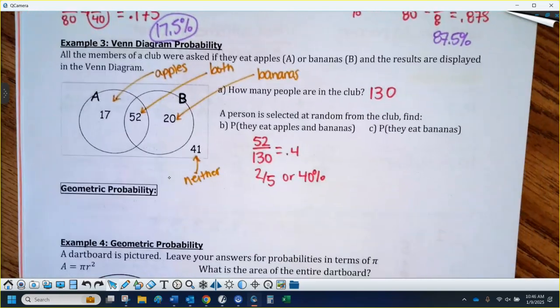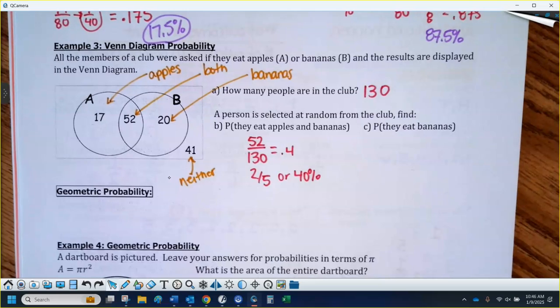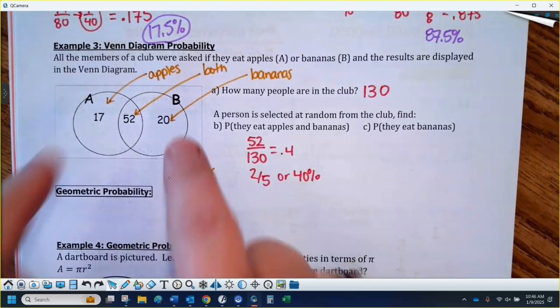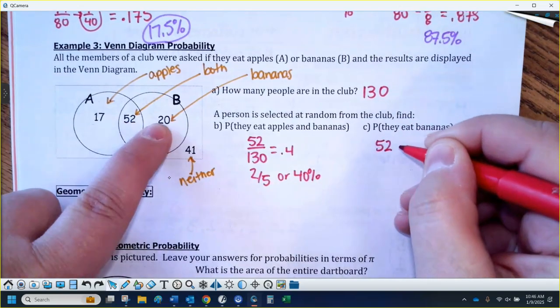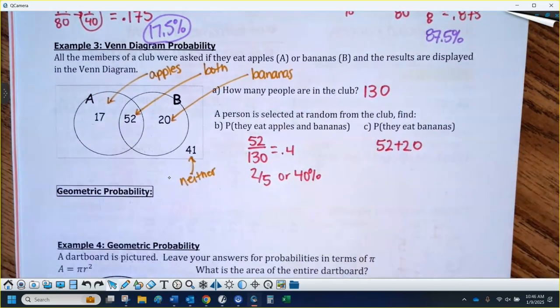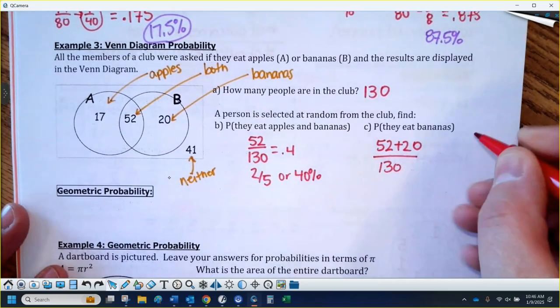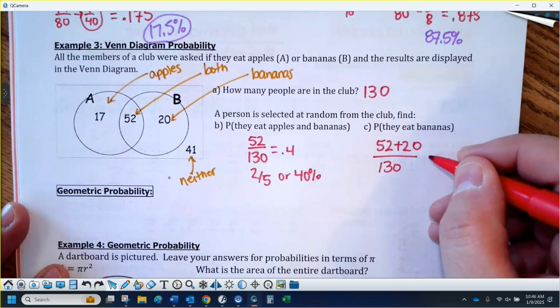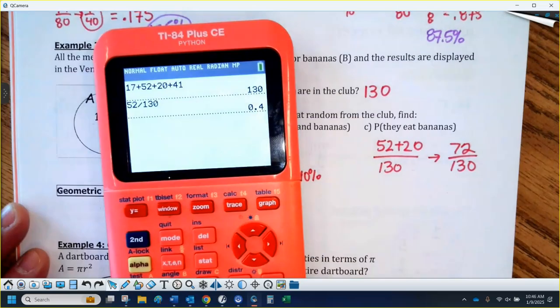All right, now, how would you find the probability that the person would eat bananas? You've got to add these. Good. Okay, so 52 people will eat both, so you would have them included, and then the 20 people that will only eat bananas, but all these people would eat bananas. So add those two together, but keep the bottom, the 130. So this is going to be 72 out of 130 to get your decimal, percentage or fraction, depending on how you want to do it.